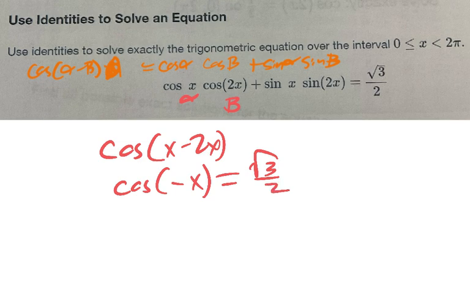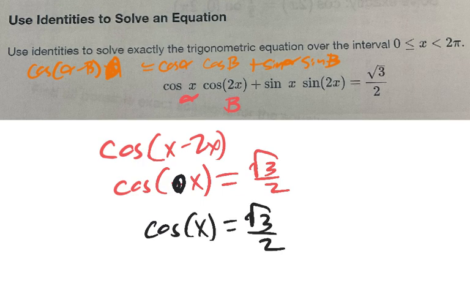But even-odd identity: if I have a negative in the argument of cosine, it just drops it. So this is the same thing as cosine of x. This is going to work out great. Cosine of x equals radical 3 over 2. What a pick, Cody. You did it.